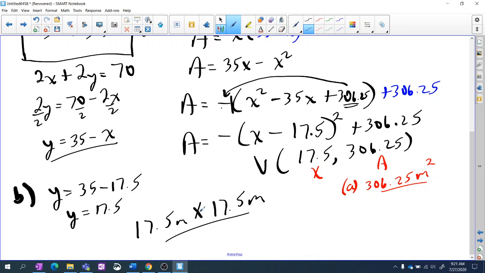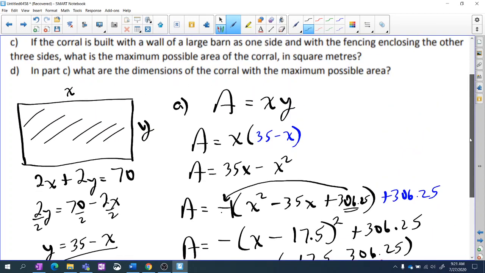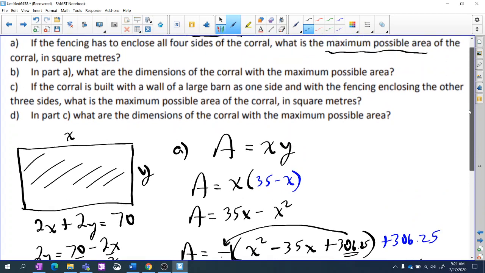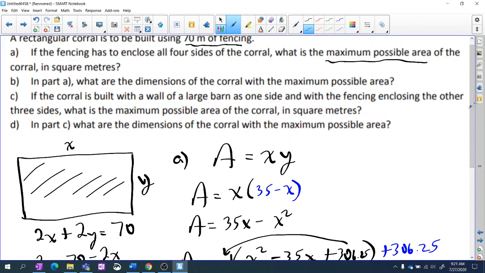So that means I've used up all the fencing. Alright, so that's part B. It was just taking my answer in A and interpreting a different value in the vertex. Now, part C says if the corral is built with a wall of a large barn as one side and the fencing enclosing the other three sides, what is the maximum possible area of the corral?